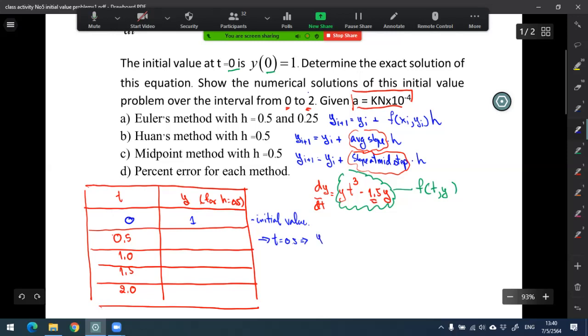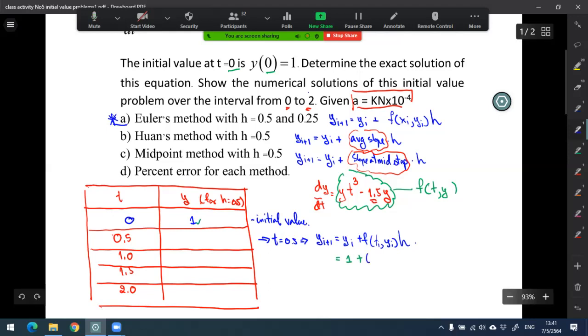That is, we would like to find yi plus 1, which is equal to yi plus, if we use Euler, f(x,y) multiplied with h. So what does yi become? For this case, yi is 1, right? Because we have to use the initial value, and then plus f(x,y), sorry, for this case I should write f(t,y), where t is equal to 0.